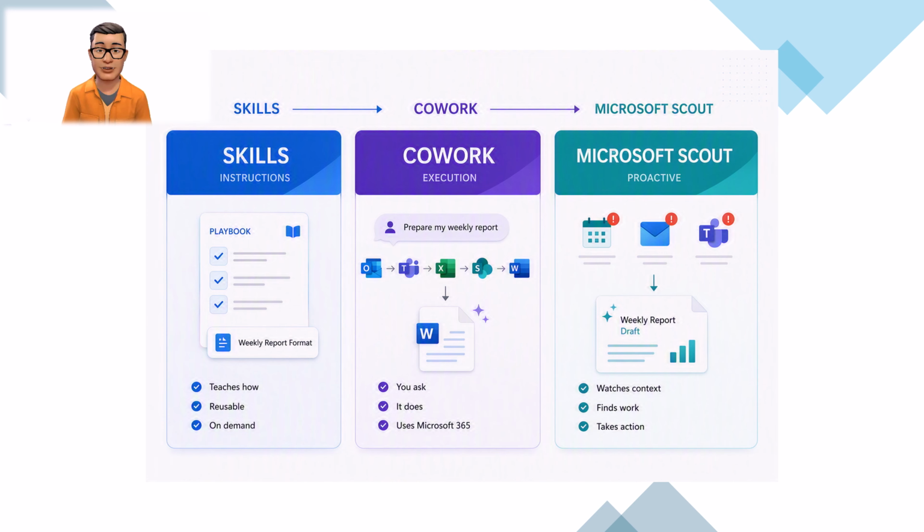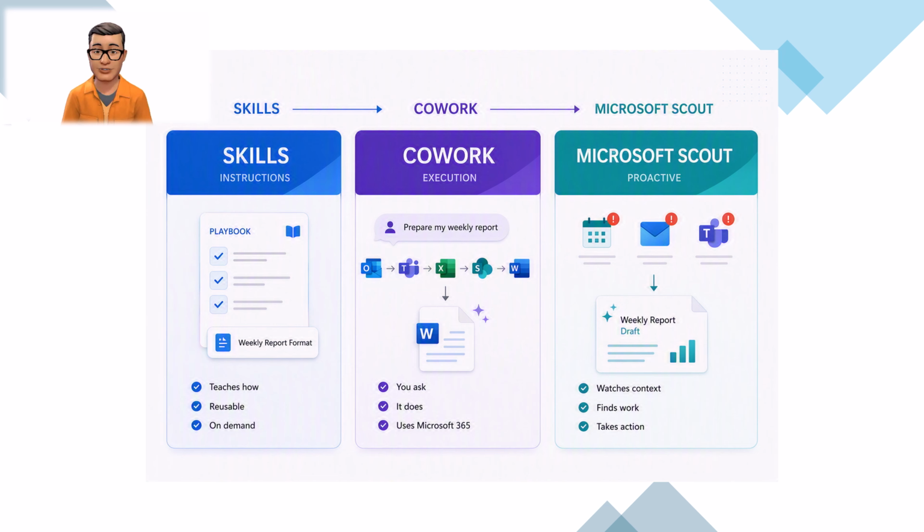Now we have Cowork. You tell Cowork, prepare my weekly report. Cowork takes your request, decides what work needs to be done, and can activate the appropriate skills while coordinating the different steps. So Cowork is the worker that executes the request. And this is where the distinction becomes important. The skill tells Cowork how. Cowork carries out the task. Microsoft's documentation specifically describes Cowork as using specialized skills as it works, with skills being activated according to the task.